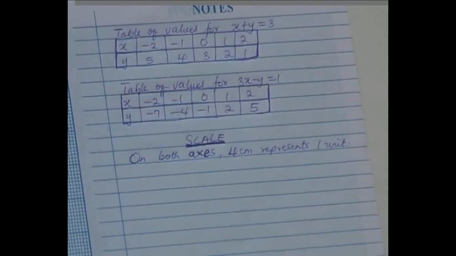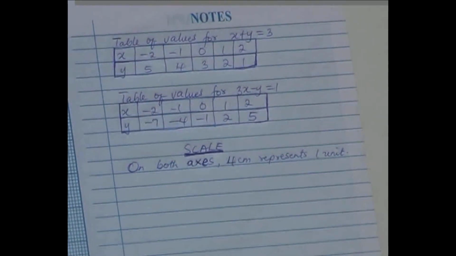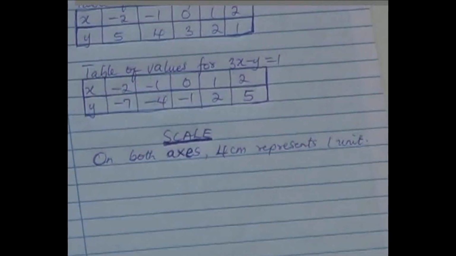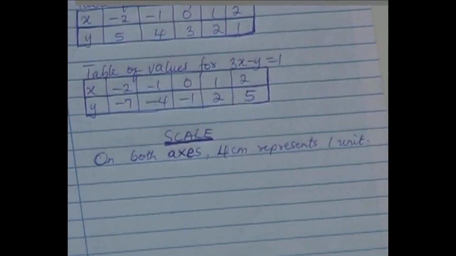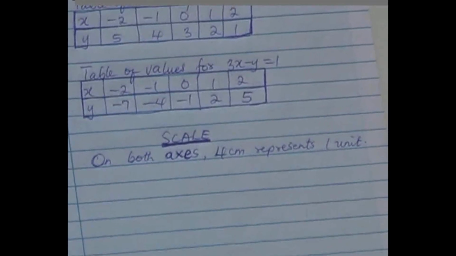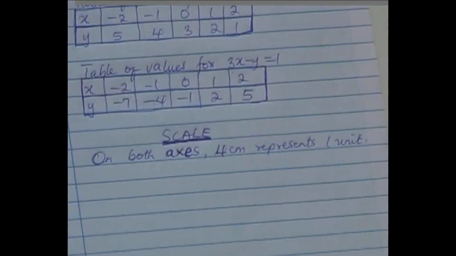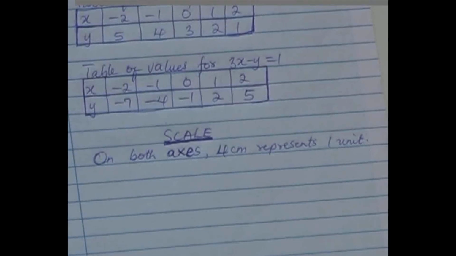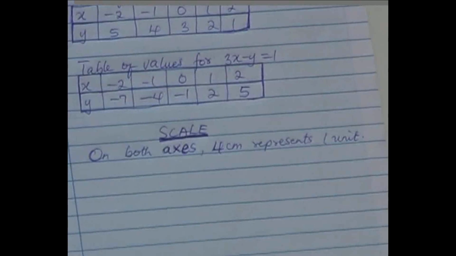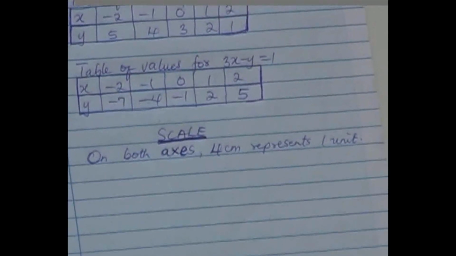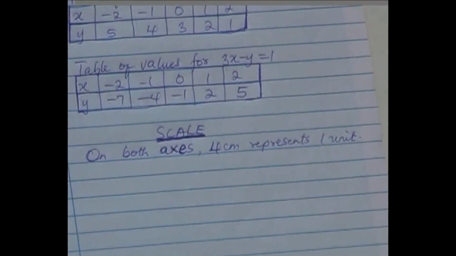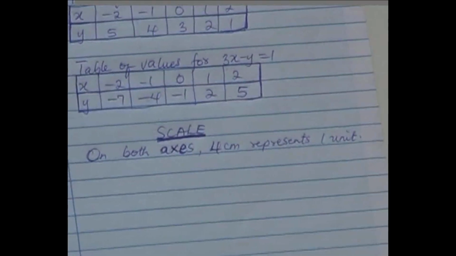Then I want to emphasize more on the scale. I will bring the scale closer so that you can also see it. Okay, you can read it now. The scale I wrote on both axes: 4 cm represents 1 unit. First of all, I want you to know that axes is the plural of axis, and we have the y and x axes in all graph plotting. The y-axis is the vertical axis, while the x-axis is the horizontal axis.